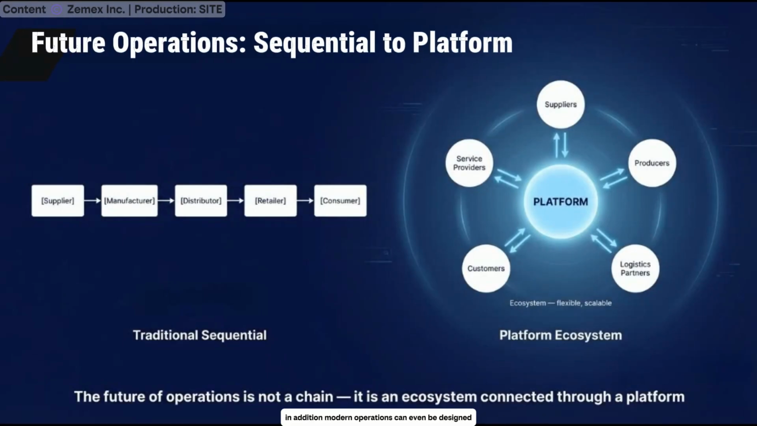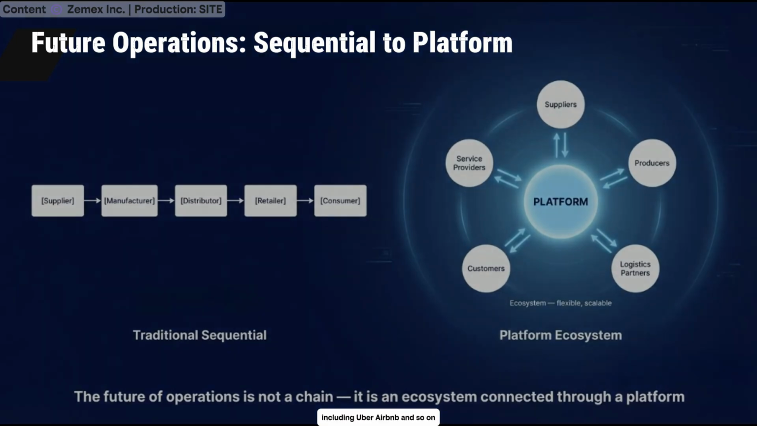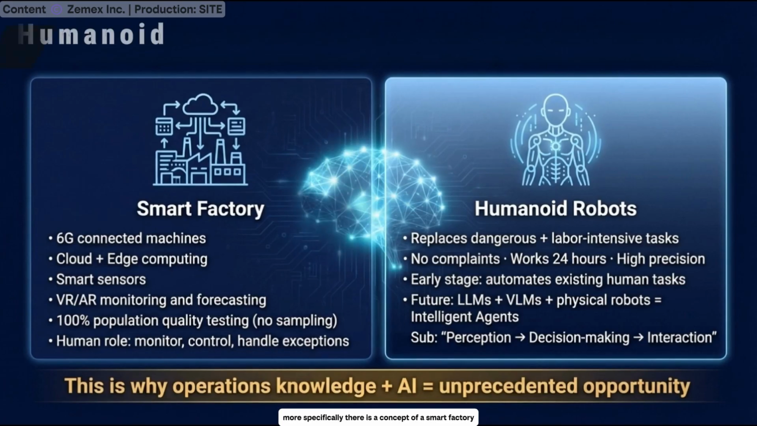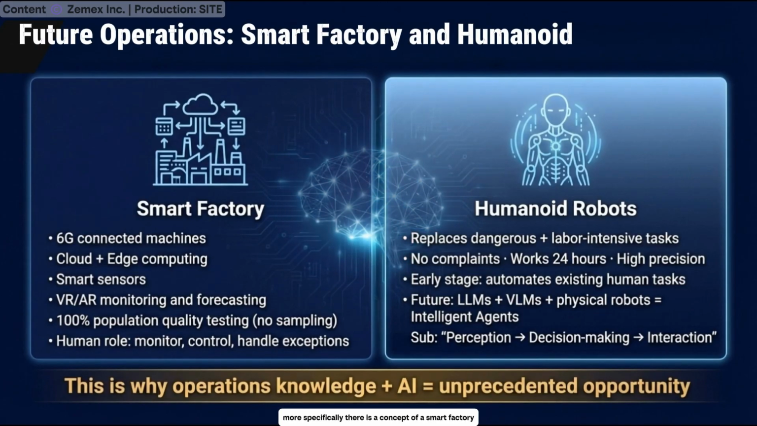In addition, modern operations can even be designed not as a series of sequential activities or firms, but as an ecosystem that is connected through a platform. Many modern business models are created based on platforms, as you know, including Uber, Airbnb, and so on. More specifically, there is a concept of a smart factory where machines are connected by 6G communication technology, cloud and edge computing, smart sensors, and so on.